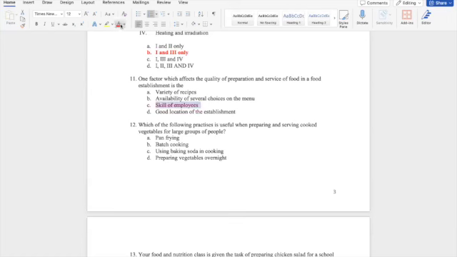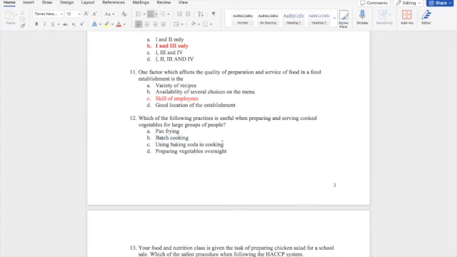All right, number 12, which of the following practices is useful when preparing and serving cooked vegetable for a large group of people? Frying, batch. All right, so batch will be the answer here. Okay, let's go no further. Sorry. So I need to highlight that, right? Batch, put it in red. Okay.